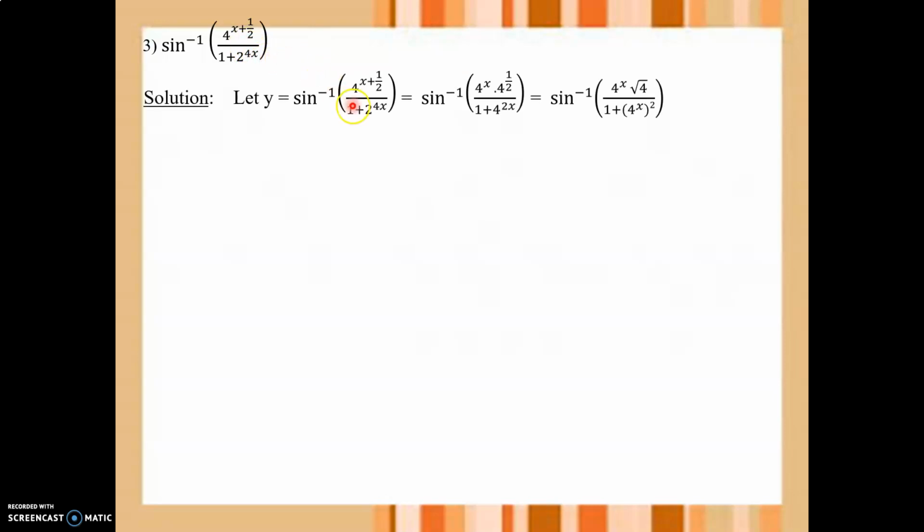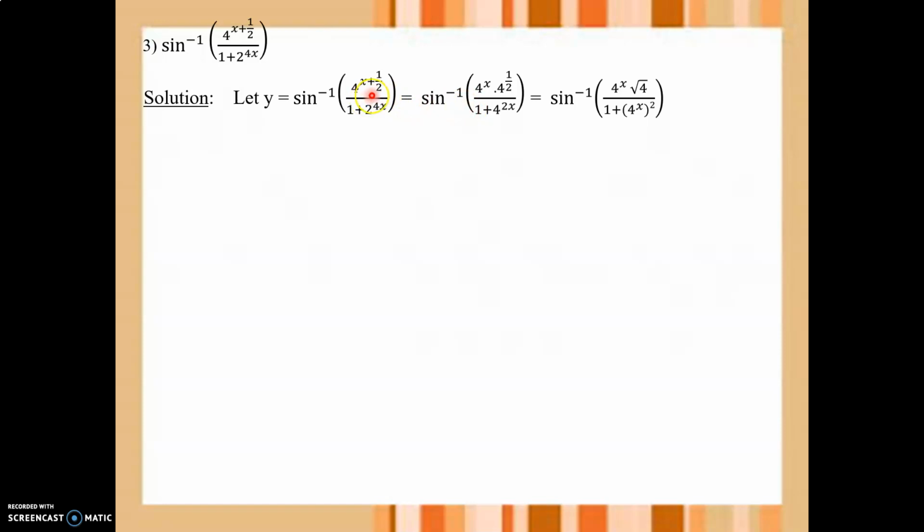Here inside the bracket, the term is 4 raised to x plus half upon 1 plus 2 raised to 4x. So here you can make this 2 raised to 4x as 4 raised to 2x. So 4 raised to 2x. So we'll start with this question. As it is, you will write first, let y is equal to sine inverse of this.